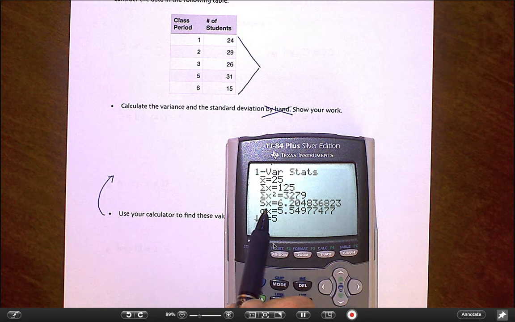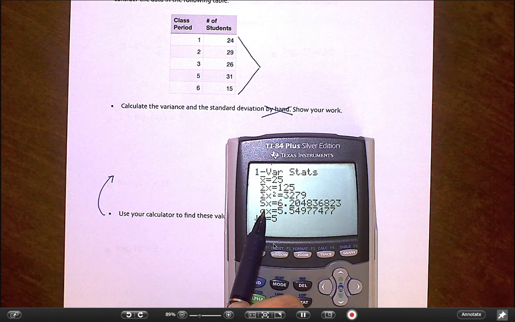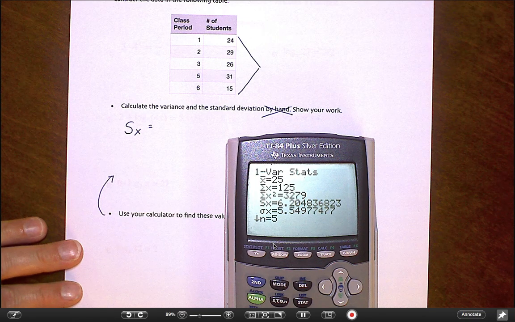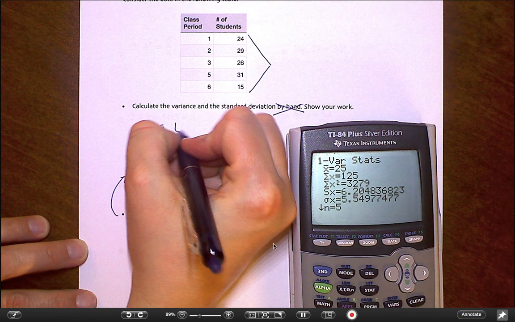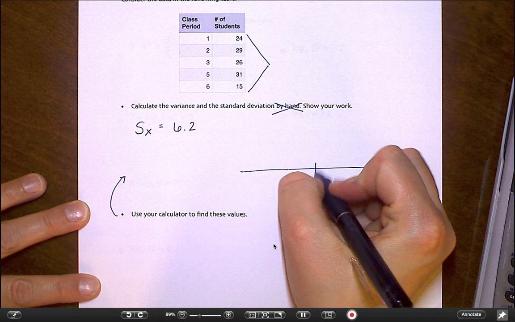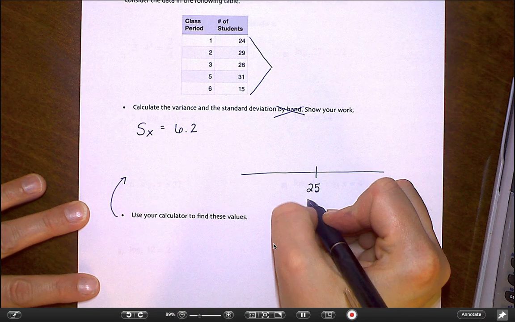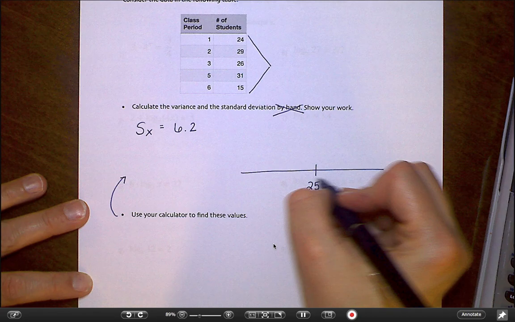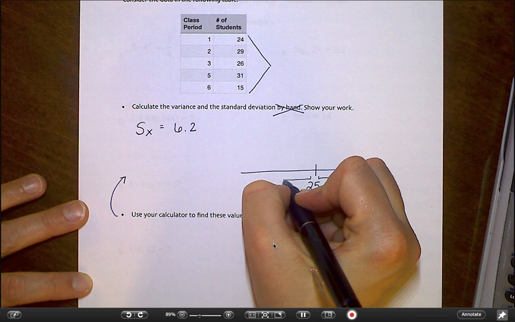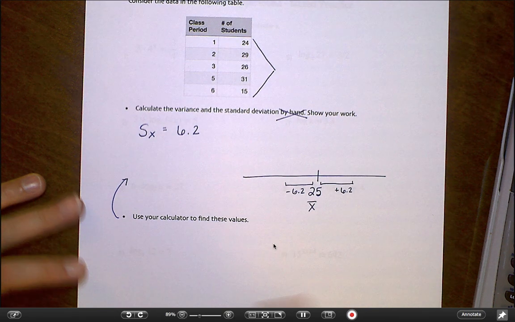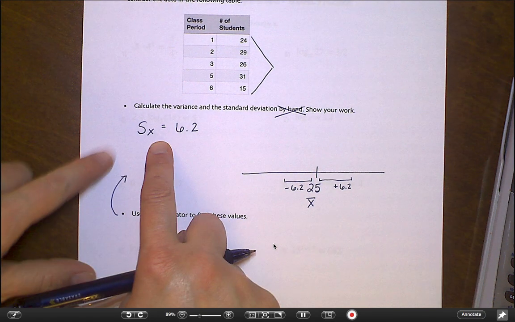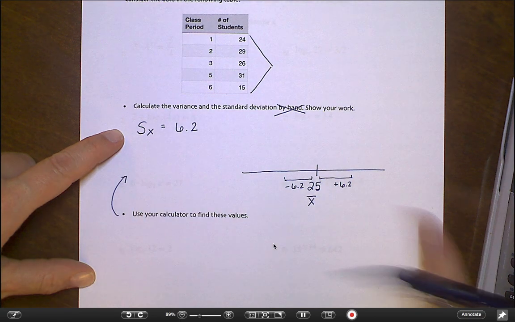This one right here is what we really care about. Sx, that's your standard deviation. Okay, so standard deviation is 6.2. So we can say that the average of our data is 25. Remember, we said the mean just a second ago was 25. That's X bar. And on average, our data is spread out about 6.2 in either direction. Okay? Now, we can see that there are definitely some that are higher than that and some that are lower than that. But on average, this is how far things are spread away from that 25.